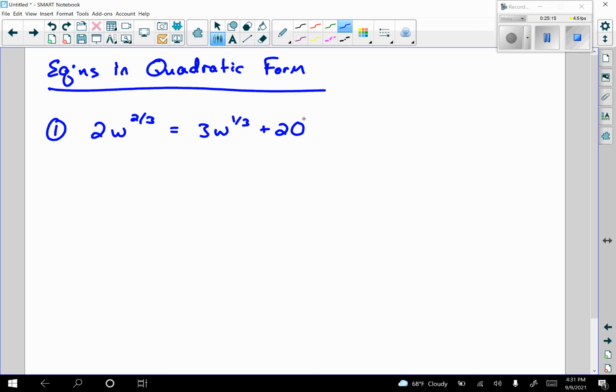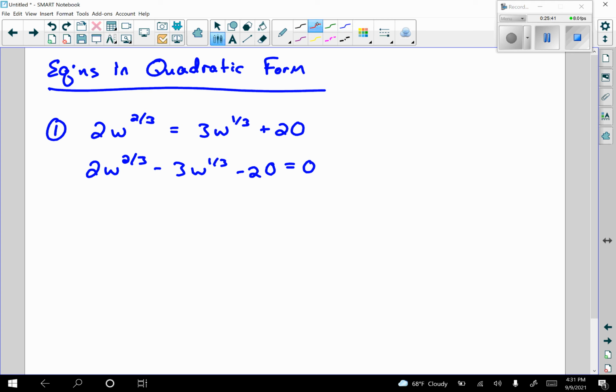Now, we're used to seeing just like a 2w squared equals 3w plus 20. What we still want to do is try to get everything to one side. We're going to try to factor. I'm going to subtract 3w to the 1/3 and subtract a 20. Now, what tells me that this could be in quadratic form is if this middle term, that exponent there, is half of the larger exponent that's right here, and it is.